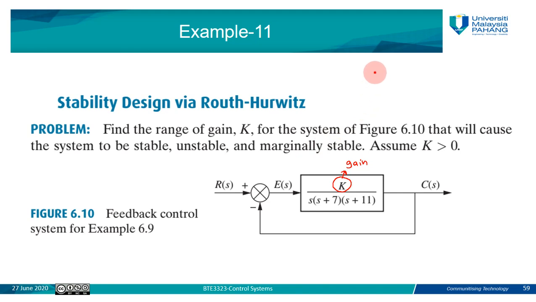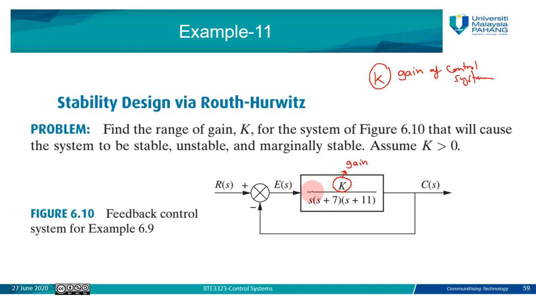The gain, or the value k, will be used to adjust the stability of the system, so we can achieve system stability by changing the value of k, the gain of our control system. So how can we adjust this gain? How this value of the gain can affect the system stability, we will see here.